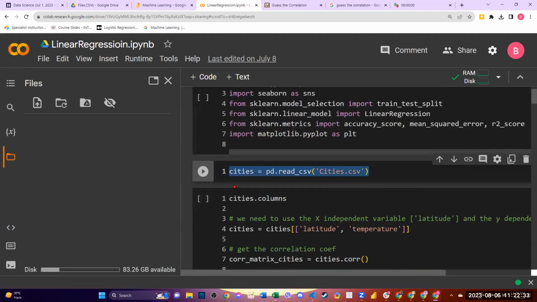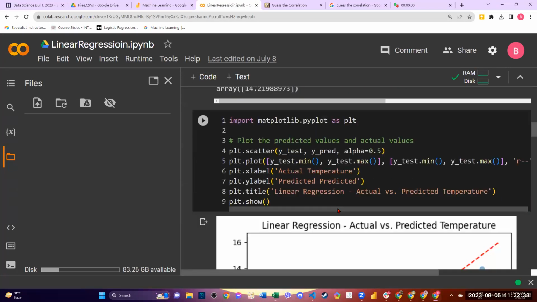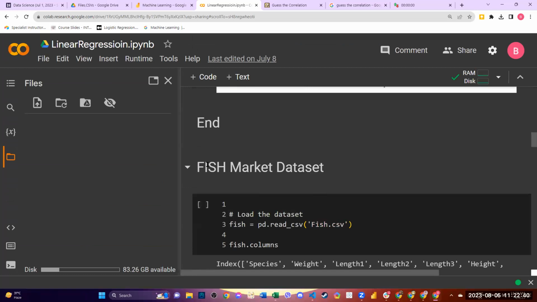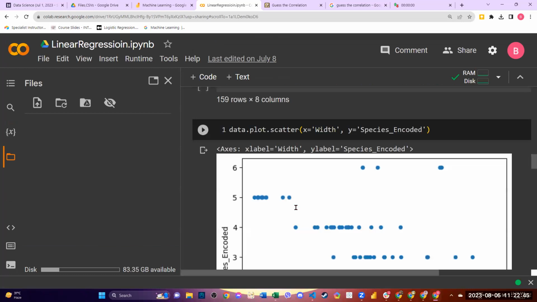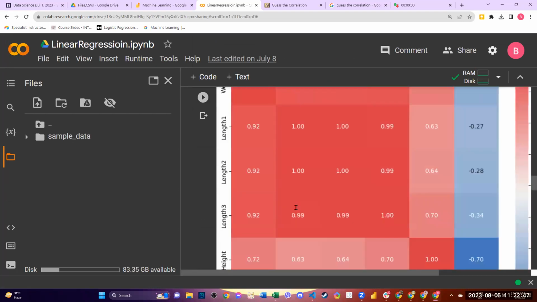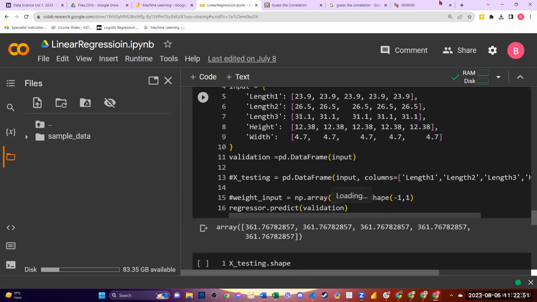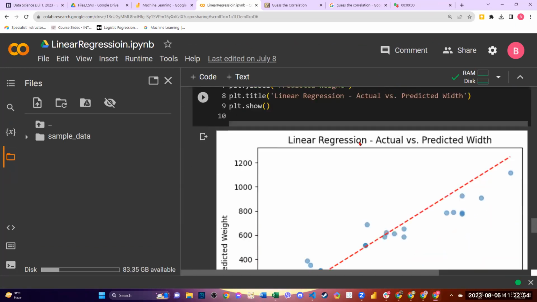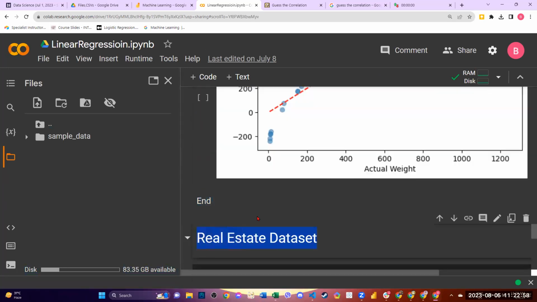We're going to get cities and fish market. What else are we going to get? Yeah, so we're going to get the fish market, and we're also going to use the real estate data set. All right. So let us upload all the data sets that we need.